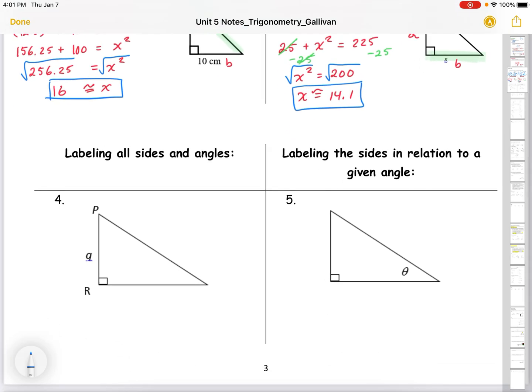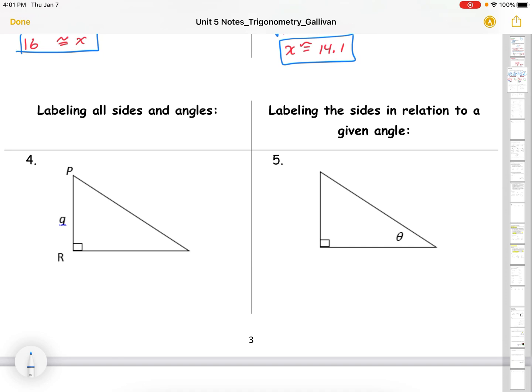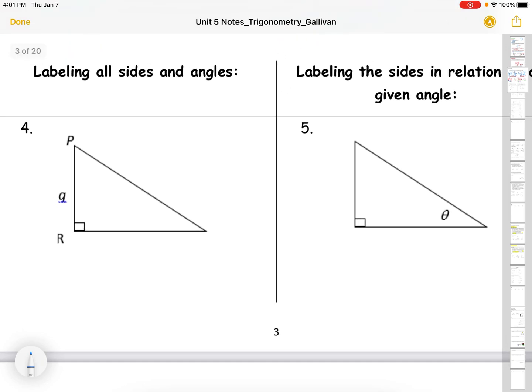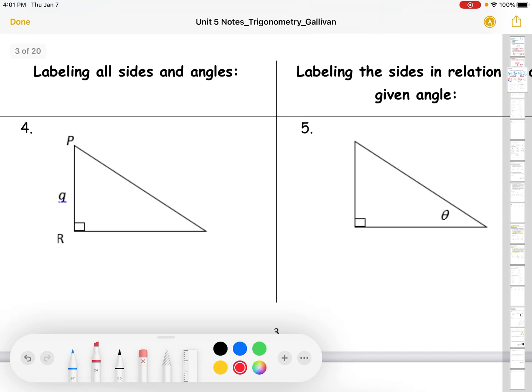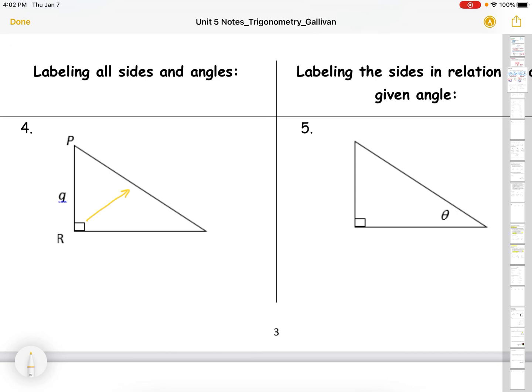Okay? Now let's do a little practice labeling our sides and angles. We generally speaking label across a triangle. So what that means, when we're labeling sides and angles, the angles are capital letters and the sides are lowercase. So we match them up across. If that angle here is R, then this side is r. Similarly, if that angle is P, this is p, but it's lowercase. And if this side is q, then this angle is Q, and it's uppercase.